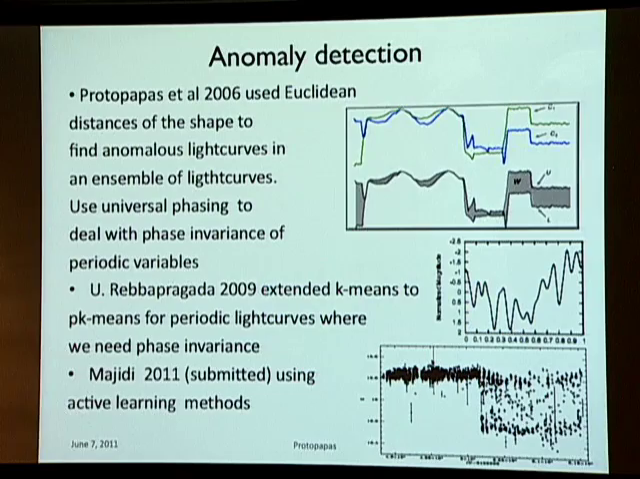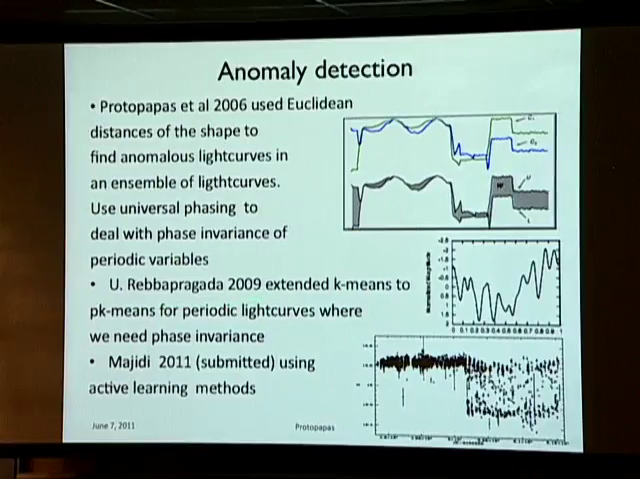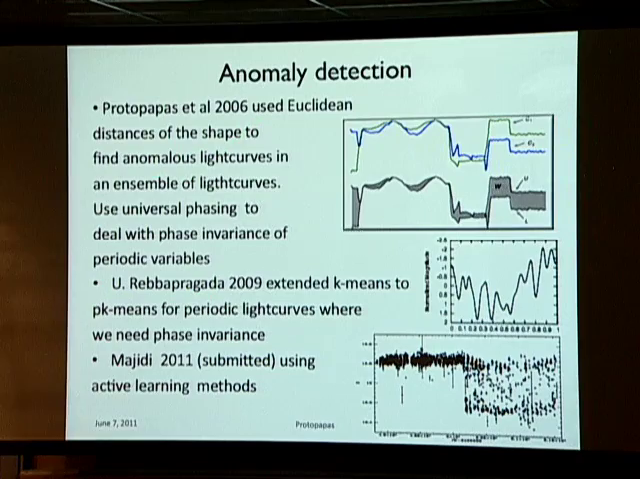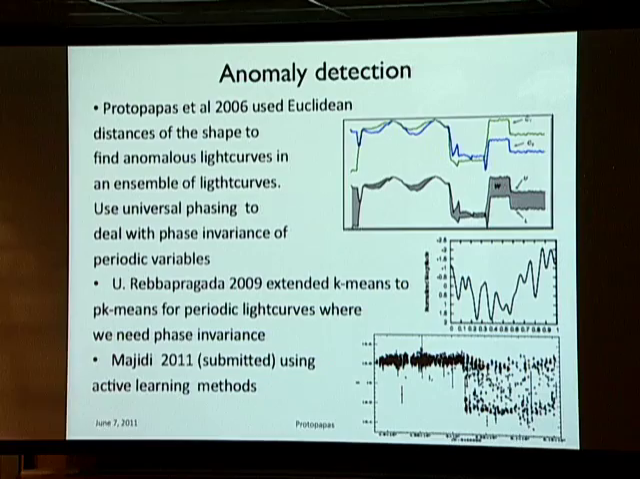So I want to go to anomaly detection because it's an important aspect. Again, I want to find the few things that don't look like anything else. That's an important aspect of what we do. In a paper in 2006, we used Euclidean distance. Basically, we took every light curve, compared it to every light curve, and found the ones that don't look like anything else. We found the oddballs, the weirdos, from our data set, not including us.